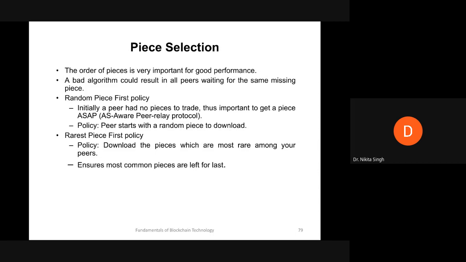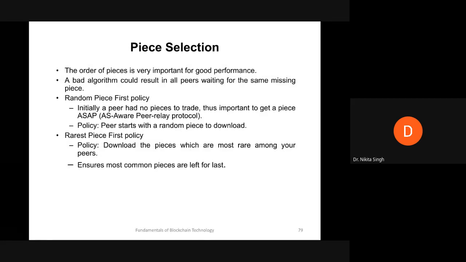Now let us see what can go wrong if we don't pay attention to piece selection. If you're not selecting the pieces that we need in a careful manner, we may end up in a situation where none of the peers in the swarm has the missing piece. In this case, our download will not be able to complete. So it is very important to ensure that there is someone out there within the swarm that has all the missing pieces, that is, we have a seeder on our network.